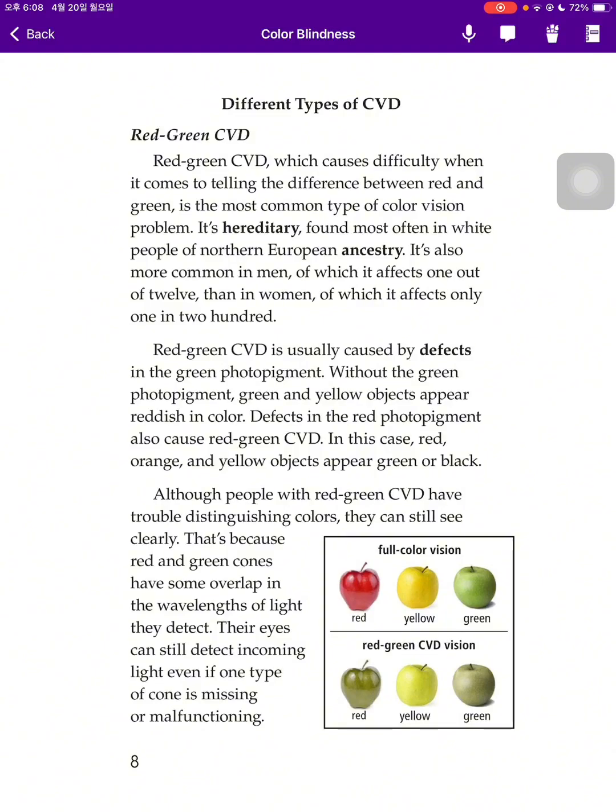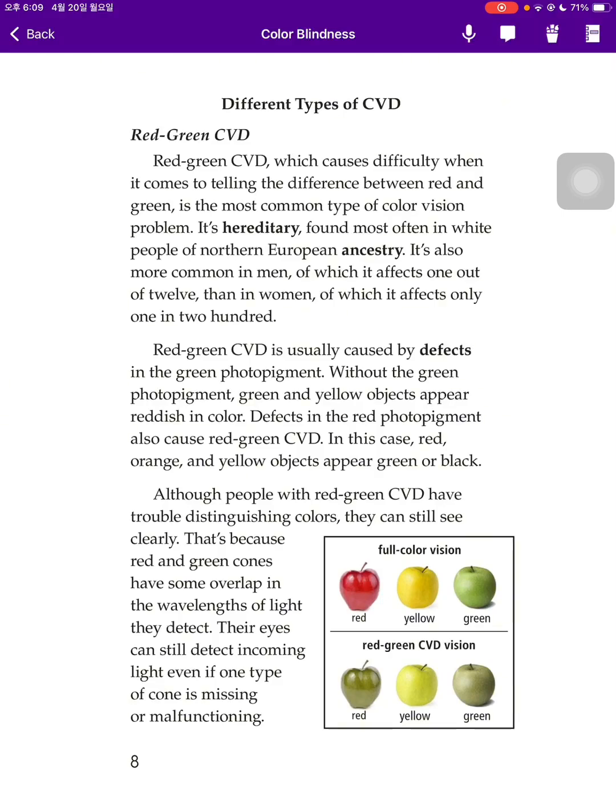Different types of CVD. Red-green CVD, which causes difficulty when it comes to telling the difference between red and green, is the most common type of color vision problem. It's hereditary, found most often in white people of Northern European ancestry. It's also more common in men, of whom it affects 1 out of 12, than in women, of whom it affects only 1 in 200.